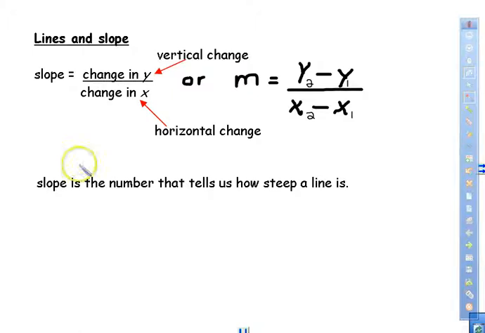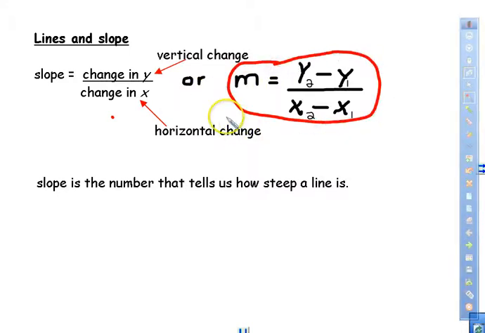All right, when we talk about slope, we are talking about the change in y, which is the vertical change, and the change in x, which is the horizontal change. Or this is the formula that I like you to use more. This is a little more detailed and specific than what we have over here.